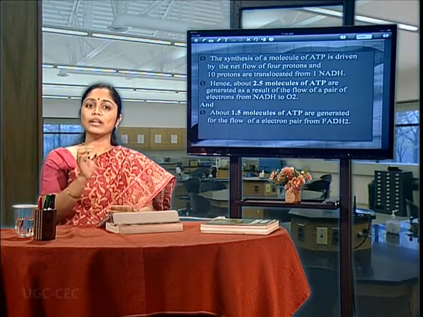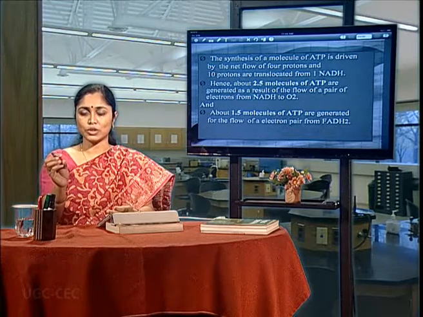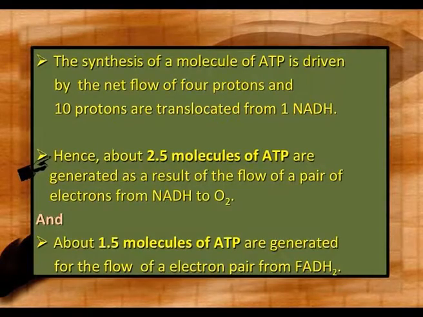So for per electron pair transfer through the electron transport chain, 2.5 molecules of ATP are generated when one pair of electrons is transferred from NADH to O2. And for one electron pair transfer from FADH2 to O2, since 6 protons go to the intermembrane space from the matrix, 1.5 molecules of ATP are generated.